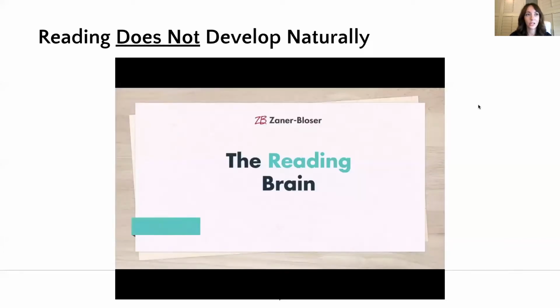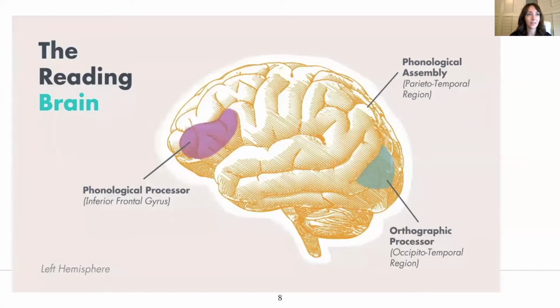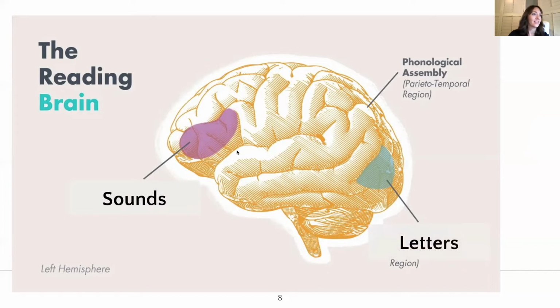So what reading research tells us is that reading does not develop naturally in the brain. We need to wire it, and it gives us all of these processors that are active in our brain when we're reading. So I'm going to give you different words for those. These processors, this is where your sounds are processed. It's the part of the brain that lets you discriminate individual sounds and store sounds, parts of words. This part of the brain is active when we're speaking. It's also active when we're reading.